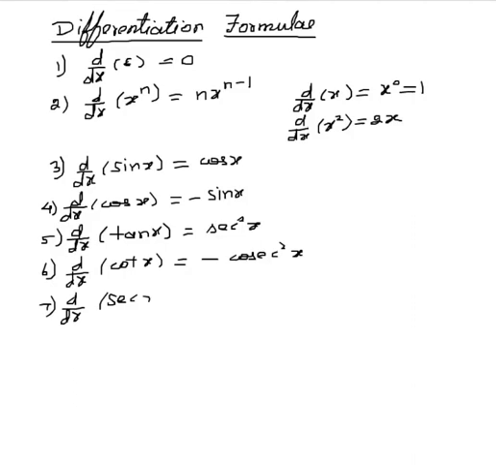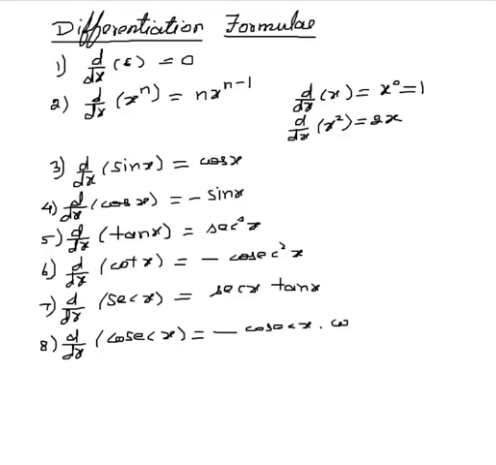D by dx of secant x is secant x into tan x, and d by dx of cosecant x is minus cosecant x into cot x. Be thorough with all these differentiation formulae.